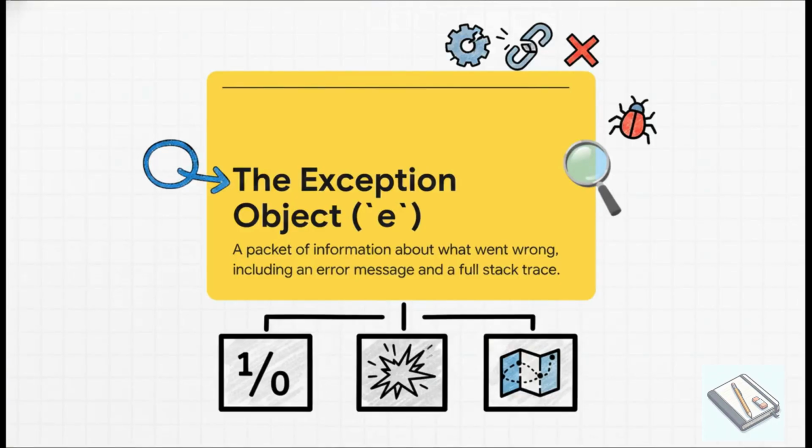And that little E you see in our catch block, that's our exception object. You can think of it like a detailed incident report. It holds the error message, like /by0, and it also has a full stack trace, which is basically a roadmap showing the exact path the code took to run into trouble. Super useful stuff.